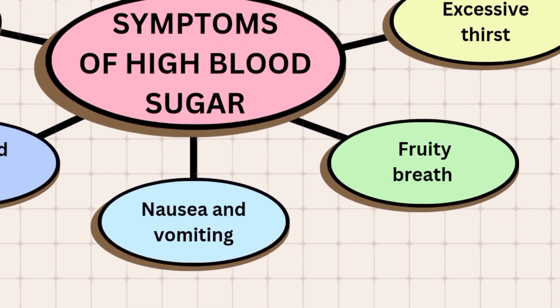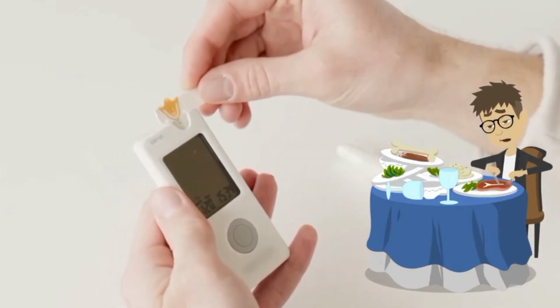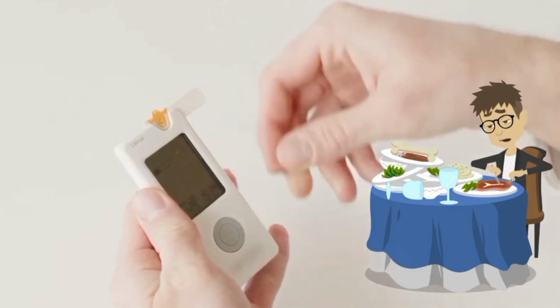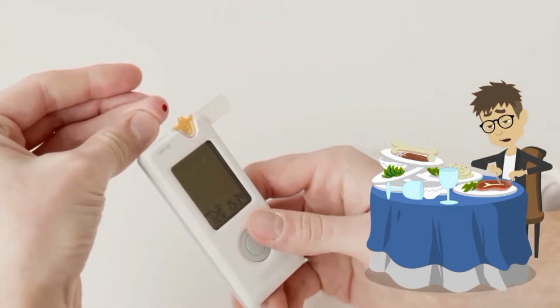Fruity breath, nausea, vomiting, deep and rapid breathing, and loss of consciousness are indications that you need to seek emergency help. These symptoms can be warning signs of other diabetes-related conditions that can result in death if not treated immediately.